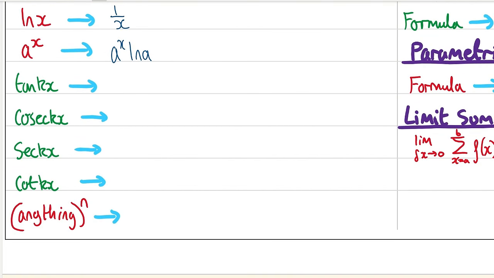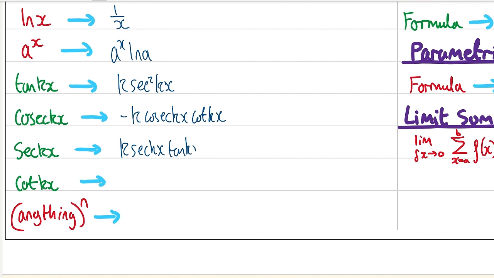These ones are given in your formula booklet, but again, it's a good idea just to write them down and try and memorize them if you can. Tan differentiates to sec squared. Cosec differentiates to minus cosec cot. Sec differentiates to sec tan. And cot differentiates to minus cosec squared.